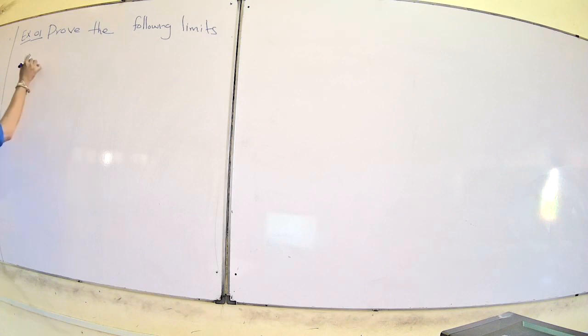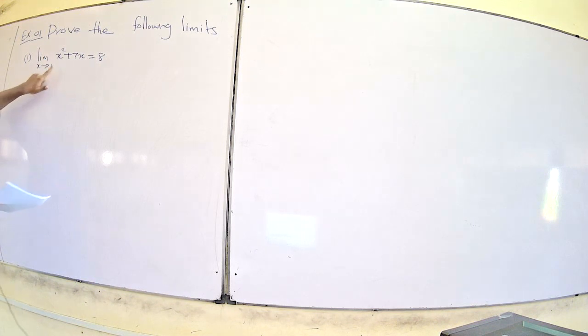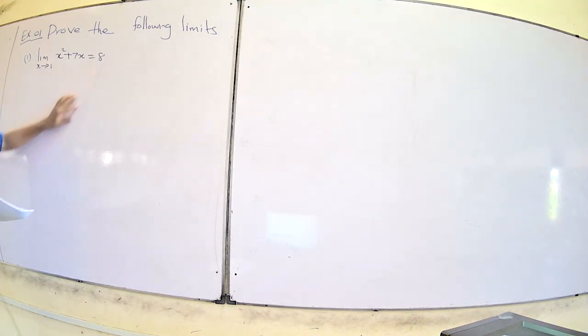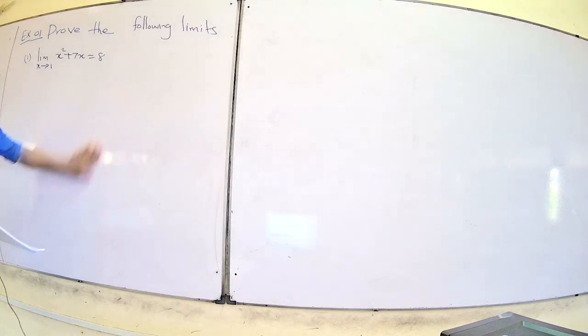That means limit of x tends to 1, x squared plus 7x. Obviously, this value should be 8, because you put x as 1, you get 8. Now we use the epsilon delta definition. You want to prove this condition, right?